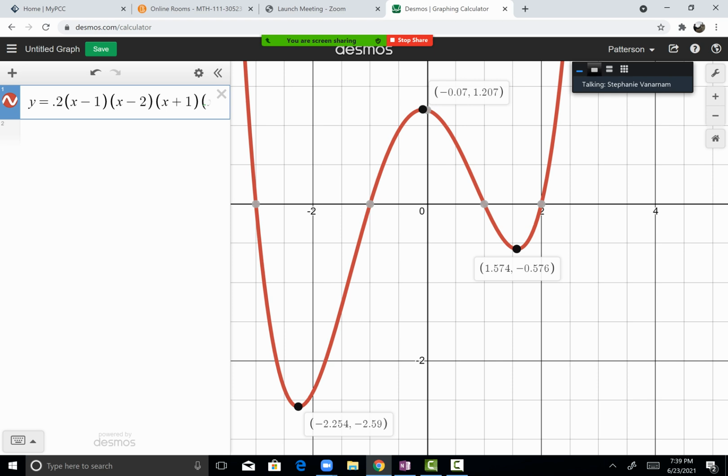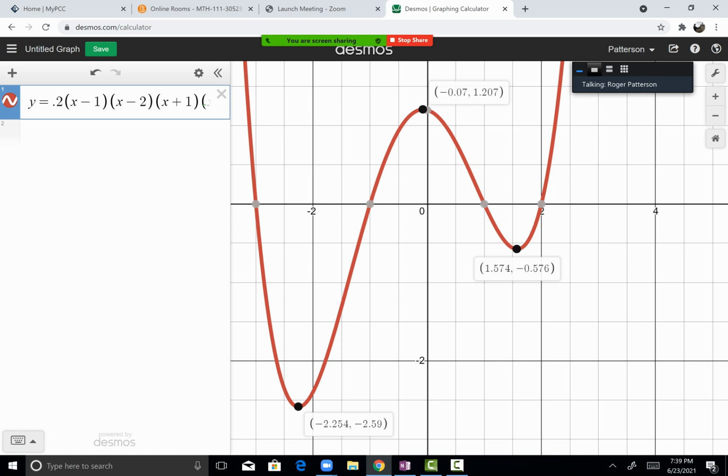Negative 0.07, 1.207 is your local maximum. Yep. Okay, good. 2.254 and 2.59 and 0. What's that one? A minimum? Is it absolute or local? It's a local minimum. Which one's a local minimum? Absolute minimum. Both of the minimums would be absolutes, right?